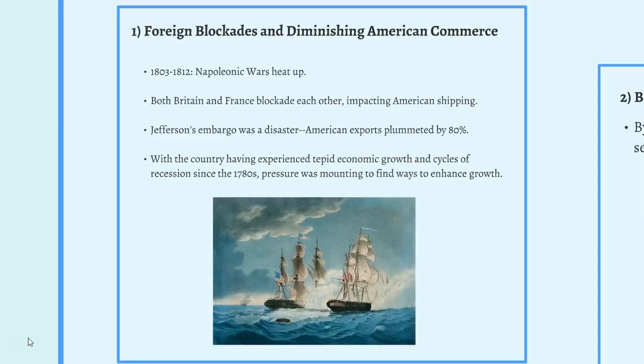When we look at the period of 1803 to 1812, the Napoleonic Wars start to take on a new level of intensity. And as those wars heat up, Britain and France both start blockading each other. What that meant was that American merchant vessels simply could not enter French and British ports, because each other's navies were keeping out commerce from arriving to all these cities and ports. So this is a major problem facing the United States.